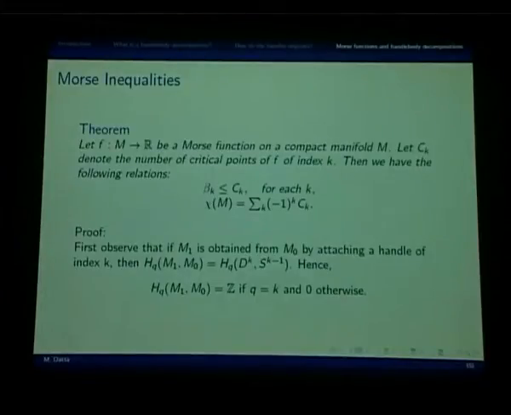So these are the Morse inequalities, which were proved by Morse. It says that if f from M to R is a Morse function on a compact manifold M, and let Ck denote the number of critical points of f of index k, then we have the following relations. The kth Betti number, that is the rank of the kth homology group, must be less than or equal to the number of critical points of index k, Ck, and chi of M, the Euler characteristic of M, will be the alternating sum of the number of critical points of index k.